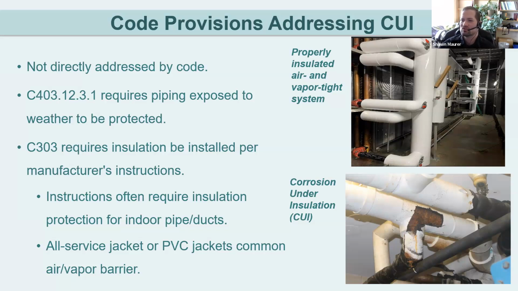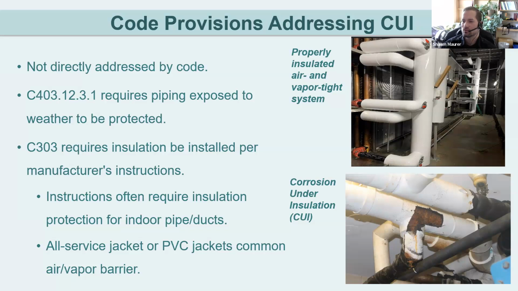C403.12.3.1 requires exposed piping and insulation for duct systems exposed to weather to be protected from the elements: mechanical damage, wind damage, rain, water, moisture, and UV. So the insulation can't just be exposed to the elements where it can degrade. It has to have a protective covering. This doesn't list the same requirement for indoor insulation.